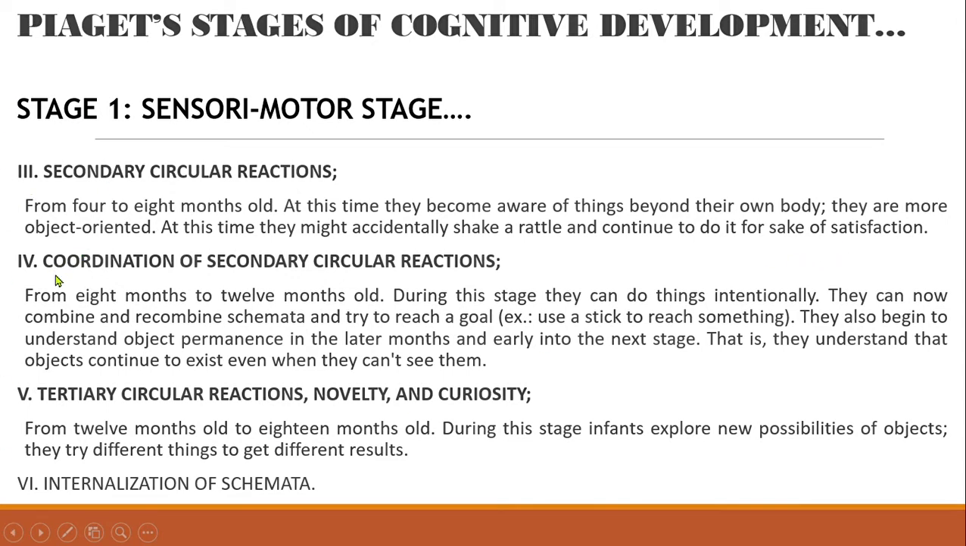Fourth, coordination of secondary circular reactions, from 8 months up to 12 months old. During this stage, they can do things intentionally. They can now combine and recombine schemata and try to reach a goal. For example, they can now use a stick to reach something.